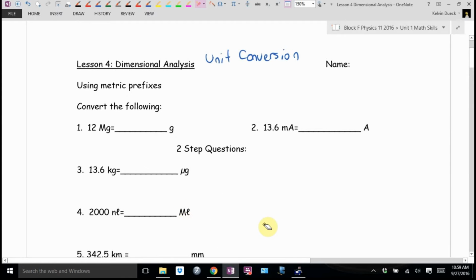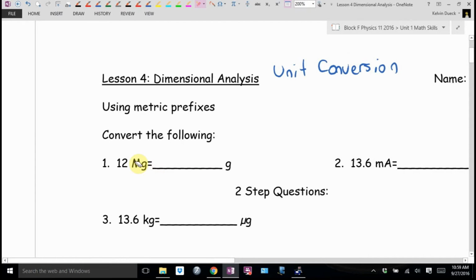So, using metric prefixes, it says convert the following: 12, capital M, lowercase g. What is a capital M an abbreviation for? It's on your green sheet. By the way, when I ask you that, I didn't mean you had to memorize it. It's on your green sheet, but you need to know where to find it. Mega, okay. So convert 12 megagrams to grams. I know mega means a million. I think the answer should be 12 million grams, but I'll show you how to get there systematically.